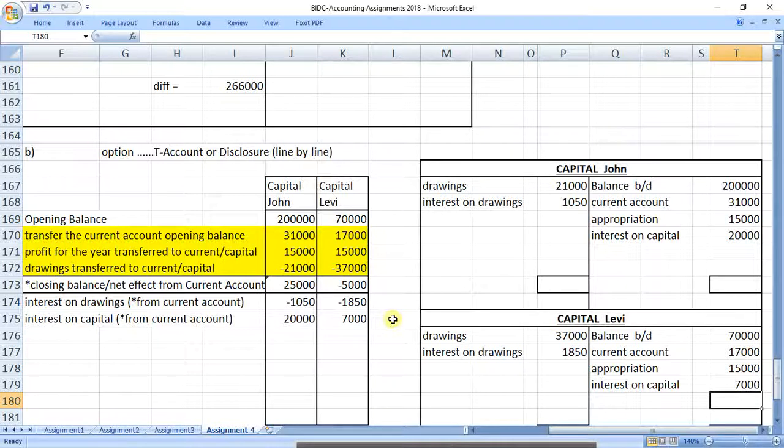Damien introduced capital of 80,000. Okay, that doesn't affect the capital accounts of John and Levy. That's something separate. Goodwill has been valued at that. Okay, that will. Okay, who gets the goodwill? The partners, exactly. So that point we haven't looked at yet.